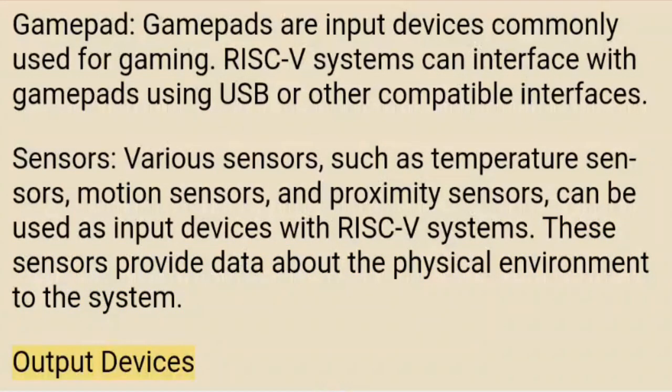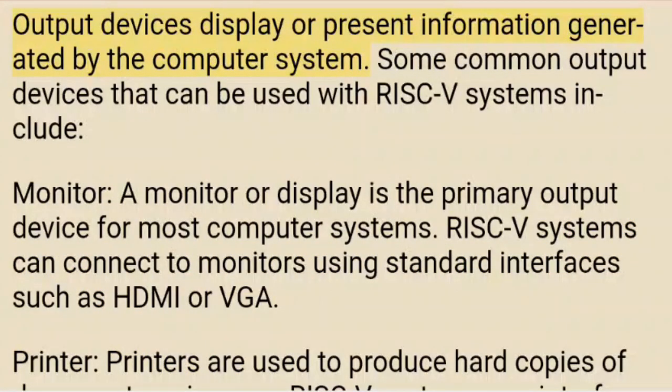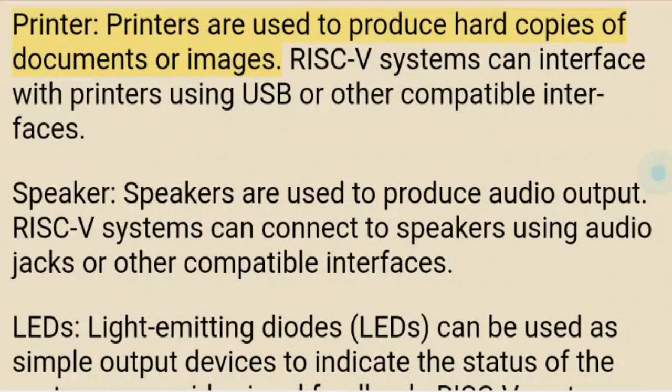Output devices. Output devices display or present information generated by the computer system. Some common output devices that can be used with RISC-V systems include monitor. A monitor or display is the primary output device for most computer systems. RISC-V systems can connect to monitors using standard interfaces such as HDMI or VGA. Printer. Printers are used to produce hard copies of documents or images. RISC-V systems can interface with printers using USB or other compatible interfaces.